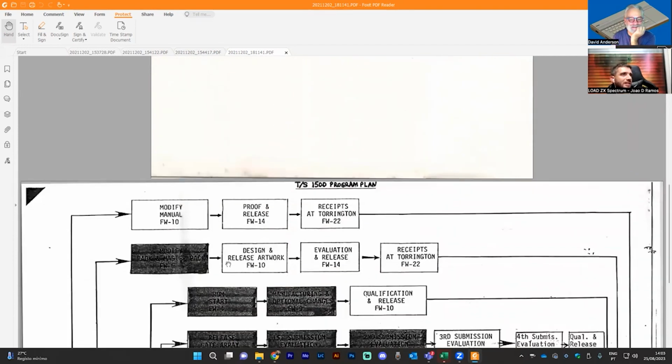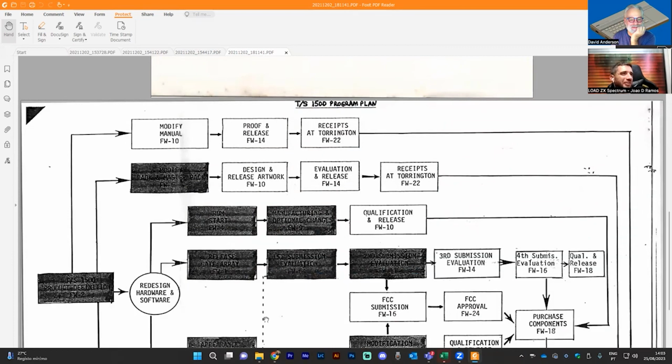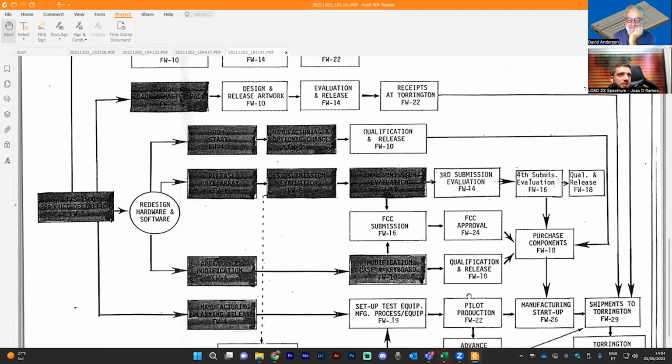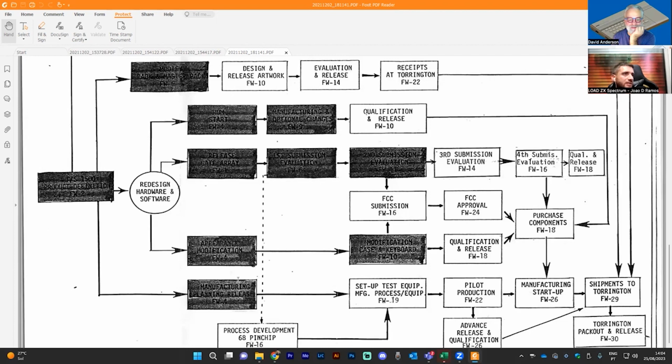Oh, well, these ones are nice. They say everything they need to do with the blocks. Modify the old manual, chart, proof and release. Receipts at Torrington. That's Connecticut. FCC submission, FCC approval, qualification and release, purchase components. I wonder if those manufacture numbers are week numbers. Torrington, pack out and release. Week 10, week 14.